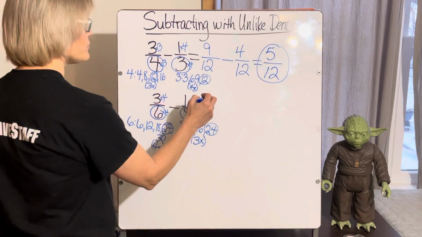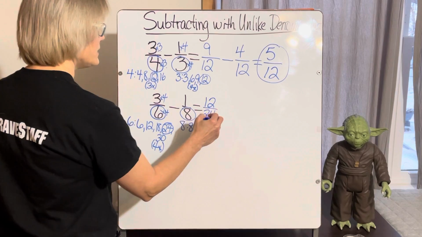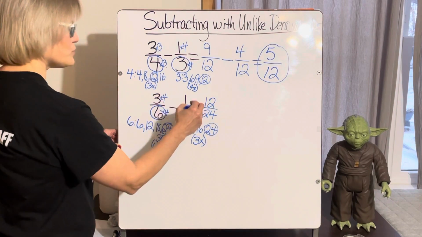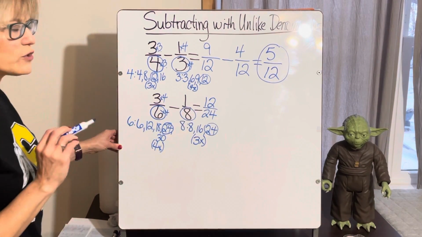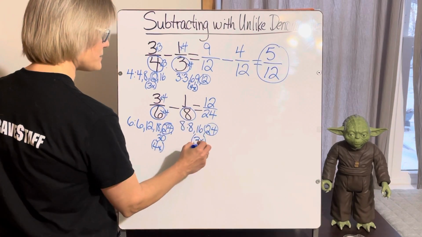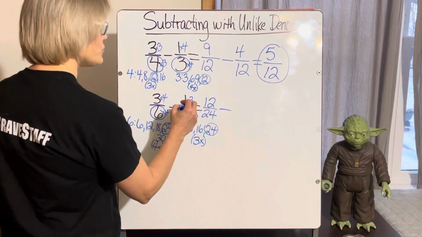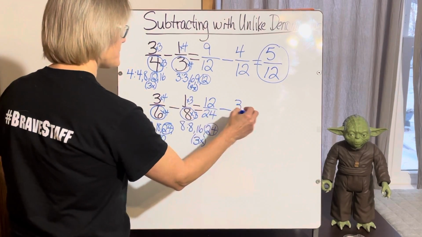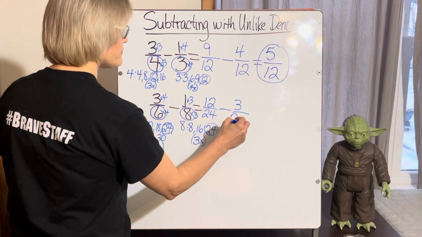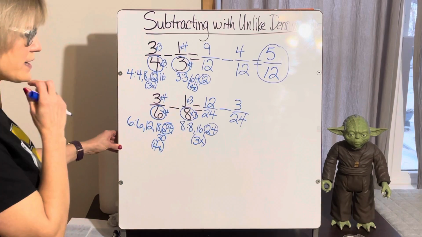So 3 times 4 would give me 12. 6 times 4 would give me 24. 3/6 and 12/24 are equivalent fractions. Now I'm going to take this times 3 and bring that up here. And I'm going to do 1 times 3 is 3. 8 times 3 is 24. Because I have the common denominators, now I can subtract.